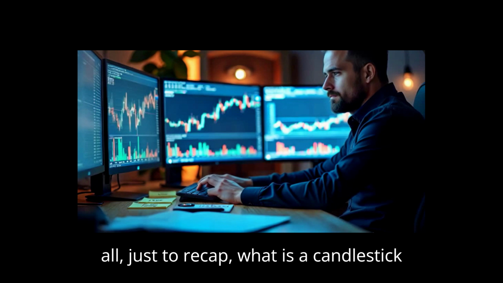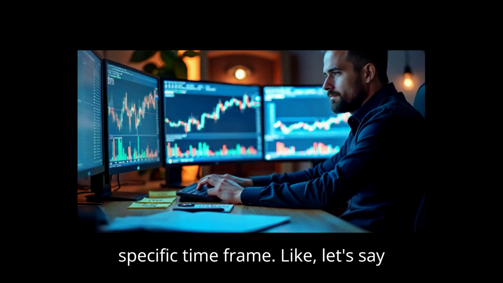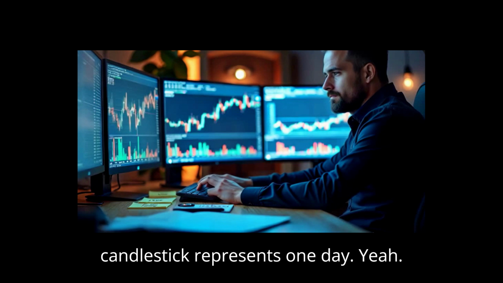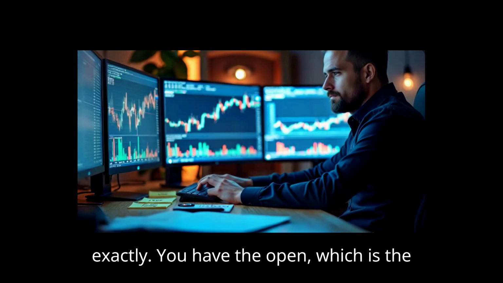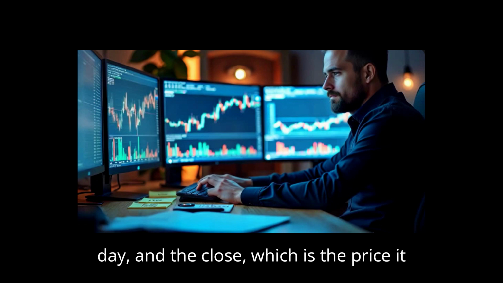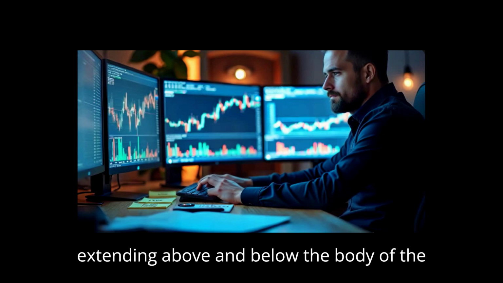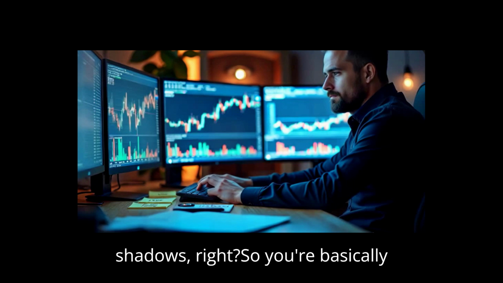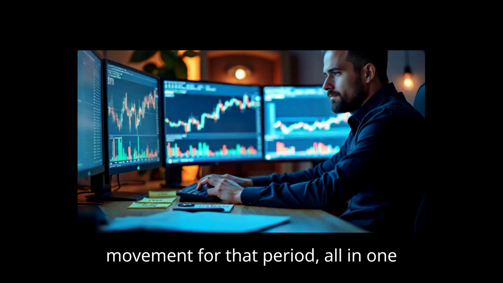First of all, just to recap, what is a candlestick pattern showing us? Well, each candlestick shows what happened to the price over a specific time frame. Let's say you're looking at a daily chart. Each candlestick represents one day. So the candlestick shows us 4 key pieces of information. You have the open, which is the price the asset started trading at that day, and the close, which is the price it ended at. And then the high and the low, which are represented by those lines extending above and below the body of the candlestick. Those are called wicks. Sometimes you'll hear them called shadows. So you're looking at the whole range of price movement for that period, all in one little picture.